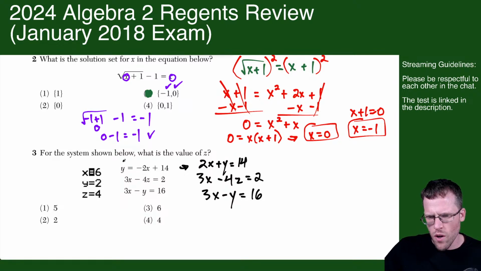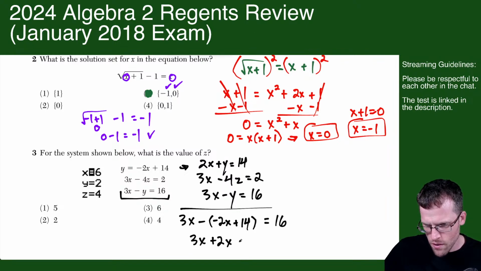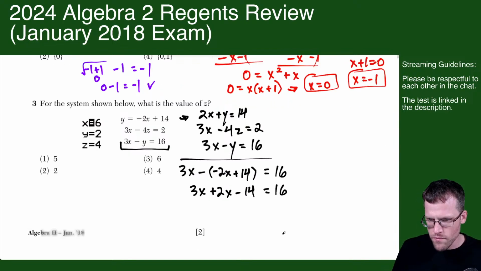This one already says y equals. So if I had to, I would substitute into this one. So algebraically, 3x minus y equals 16. And you see y, I would plug in negative 2x plus 14. So if I do this, this is 3x. If I distribute the negative, I get plus 2x. And then minus 14 equals 16.